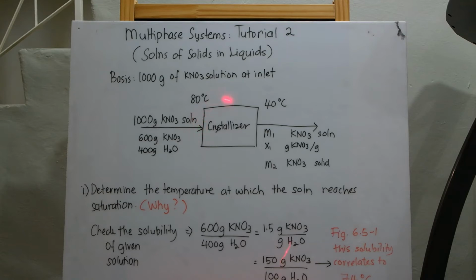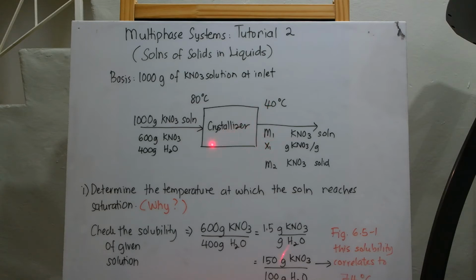So we have a crystallizer, cooling crystallizer, right? As the question said. So we have inlet of potassium nitrate with 60% potassium nitrate and 40% water. So when we translate this information, it becomes 600 gram potassium nitrate and 400 gram of water from this one inlet of 1000 gram potassium nitrate solution. And it goes into crystallizer at 80 degrees C. And the cooling crystallizer reduces the temperature from 80 degrees C to 40 degrees C.